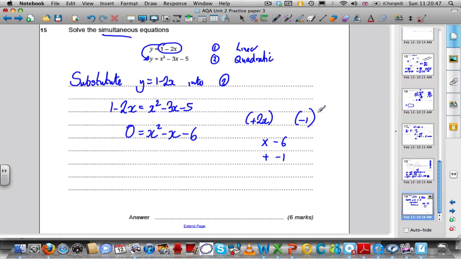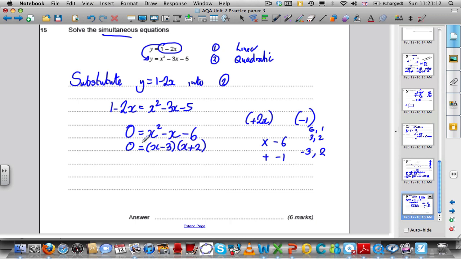Well, what times to 6 first of all? 6 and 1, 3 and 2. Can 6 and 1 ever in any way add up to minus 1? No. Can 3 and 2? Yes, if you've got negative 3 and positive 2. So this factorizes to x minus 3, and x plus 2.